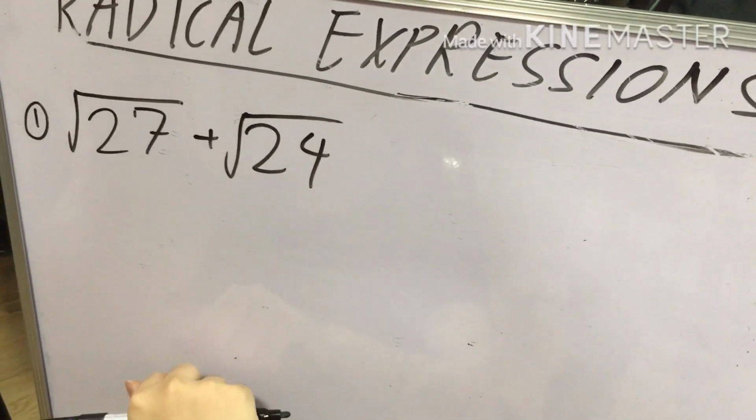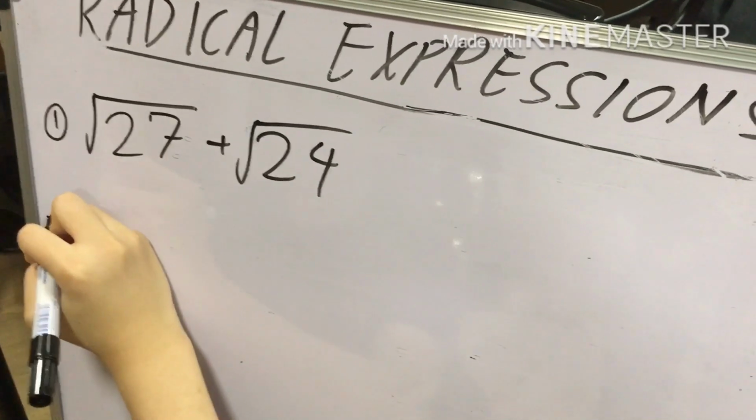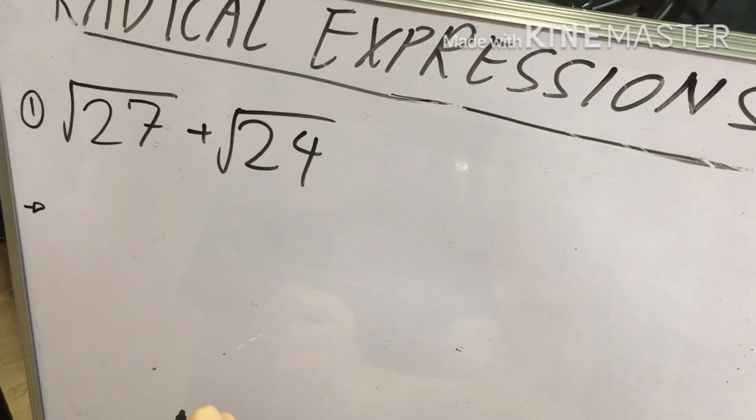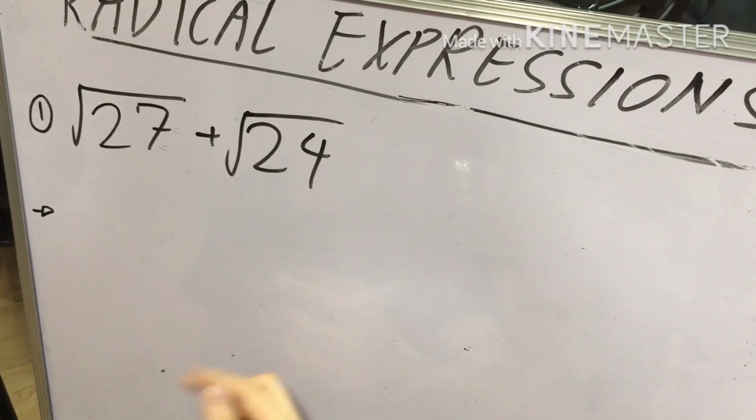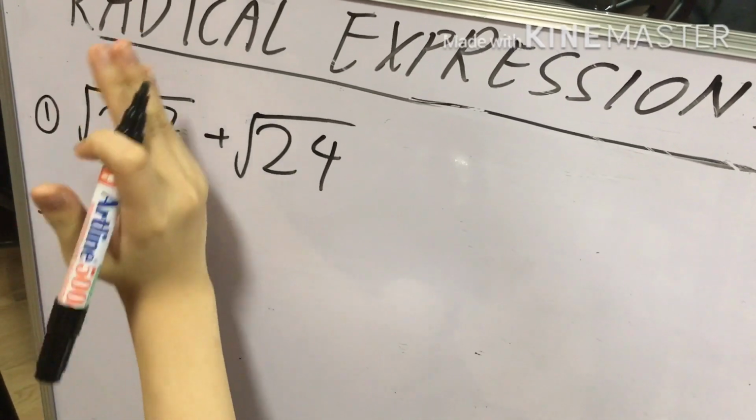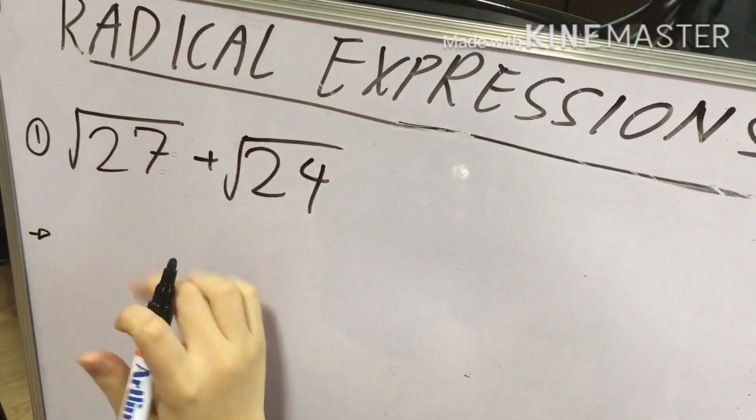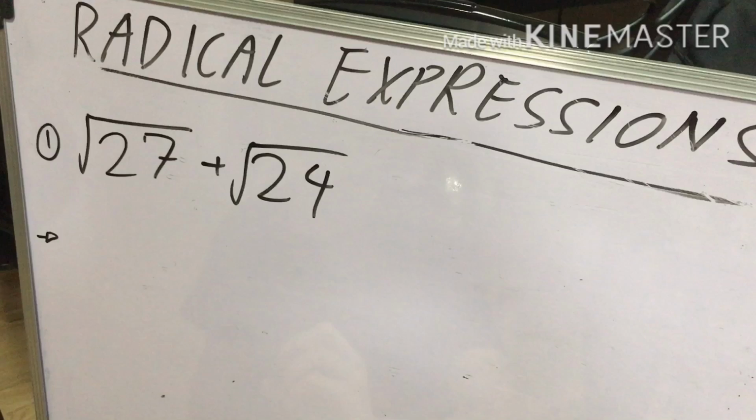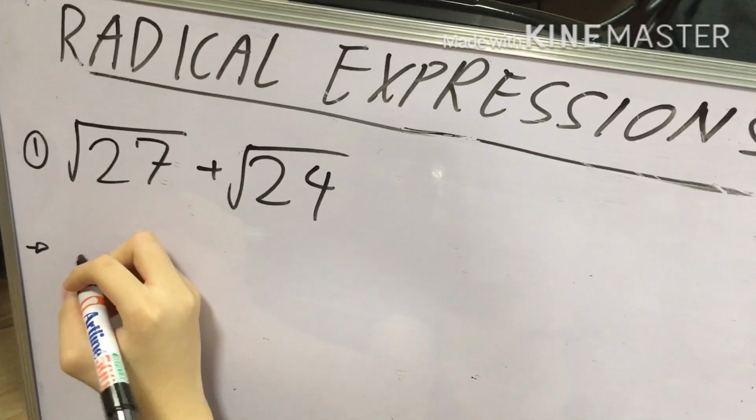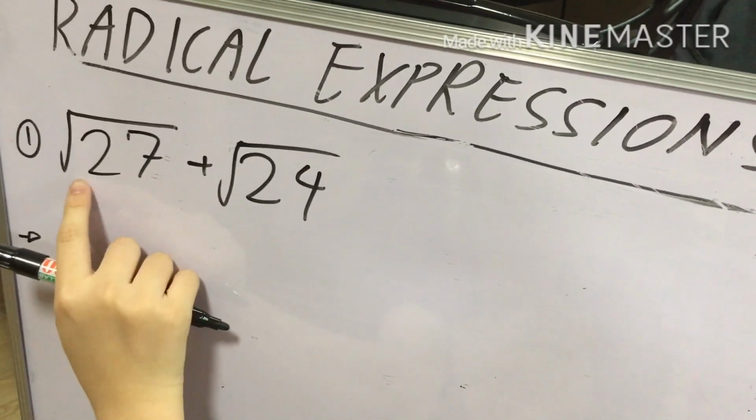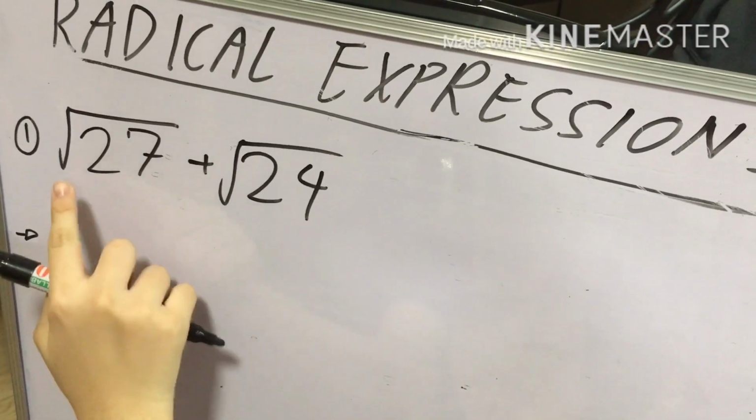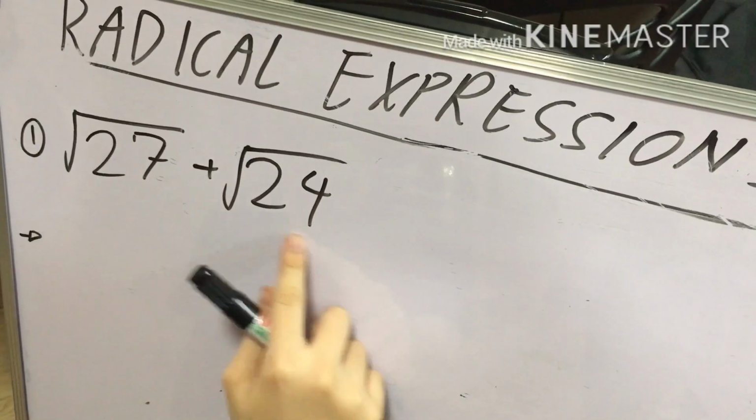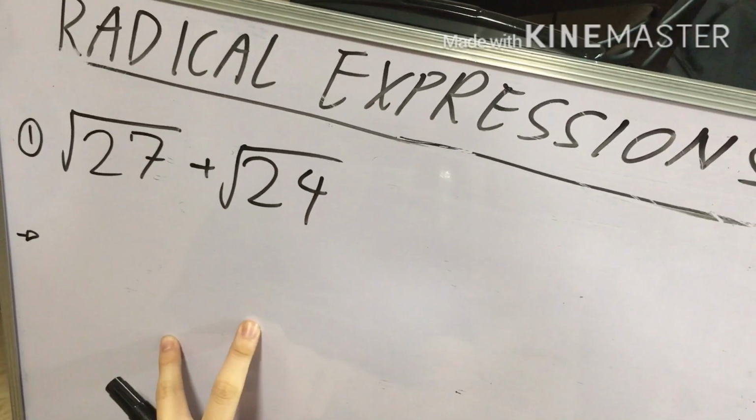So first example, the square root of 27 plus the square root of 24. First thing we have to do is imagine that these are two terms separated by the operation addition. What we have to do is to factor these, the factors of these two numbers, the smaller pieces.